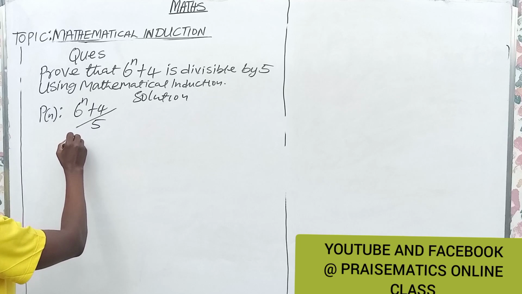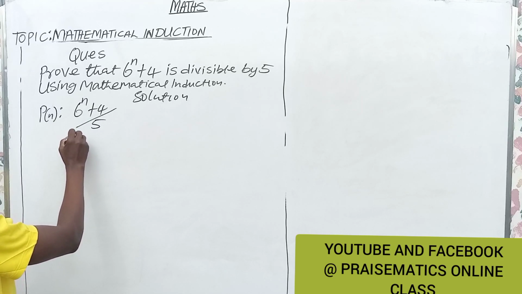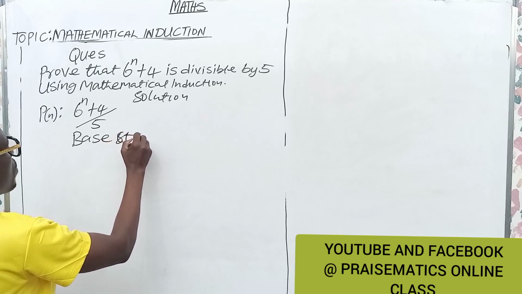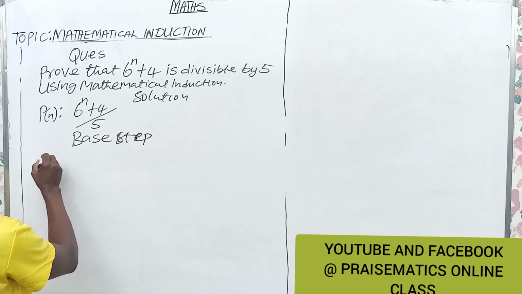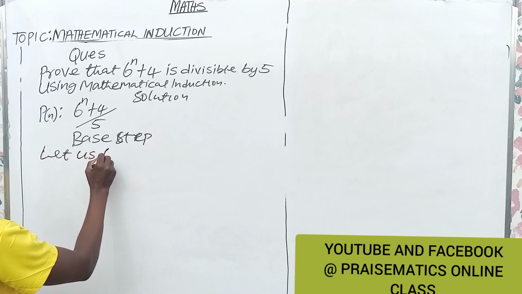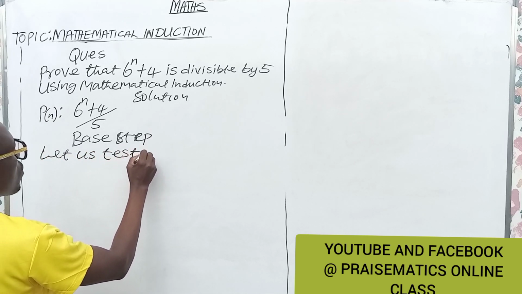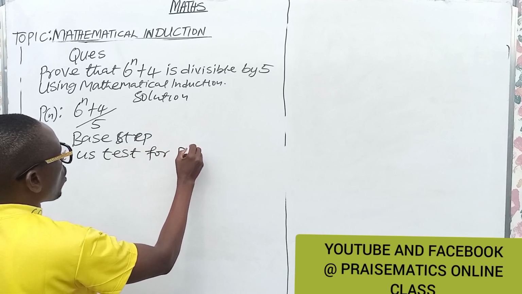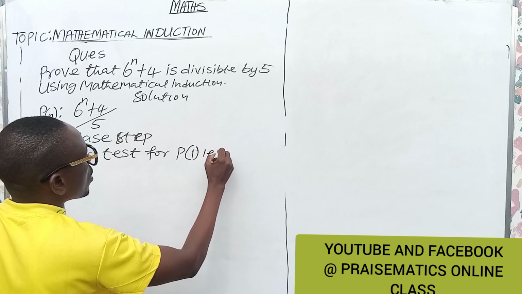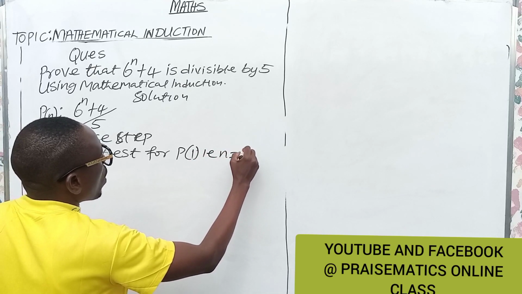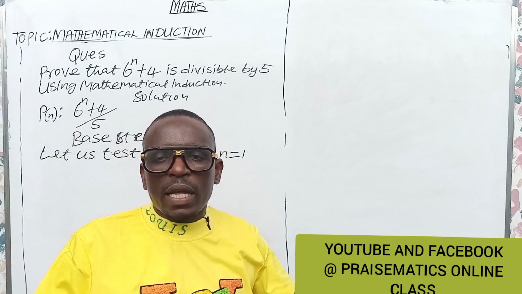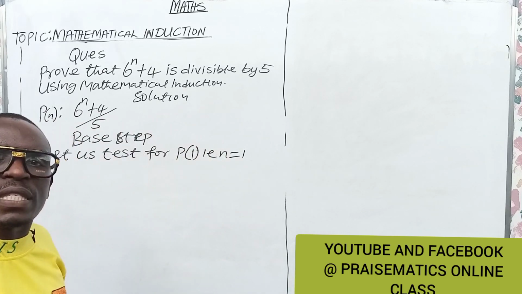Now let's look at the base step. Let us test for P of 1, that is n equals 1. We need to test for P of 1, that is n equals 1. That is the base step.